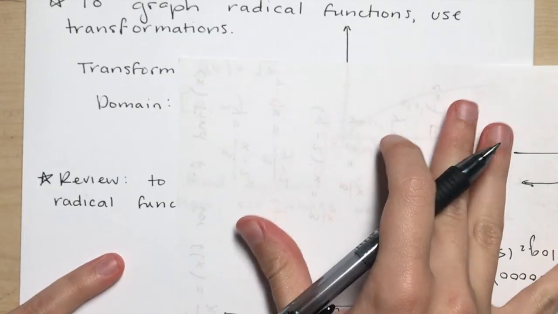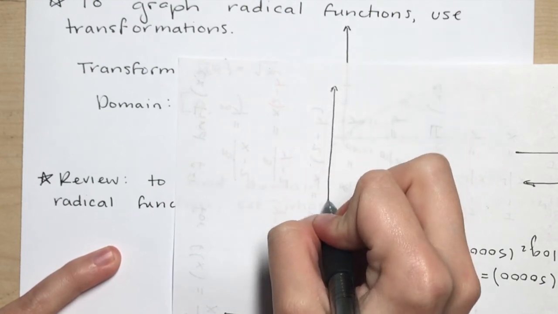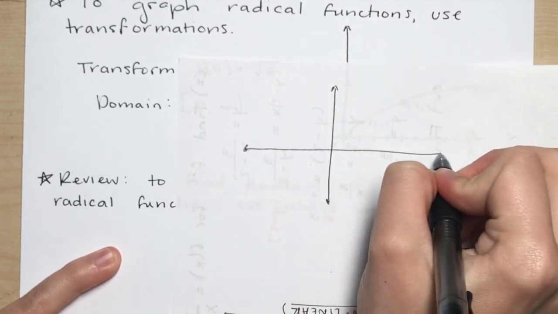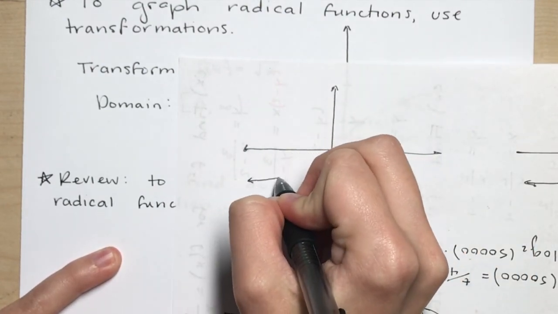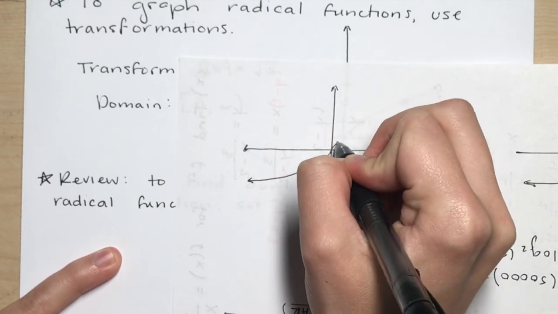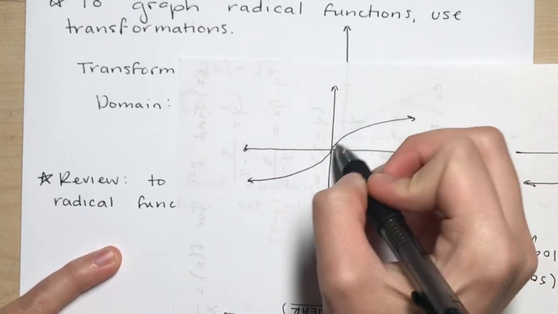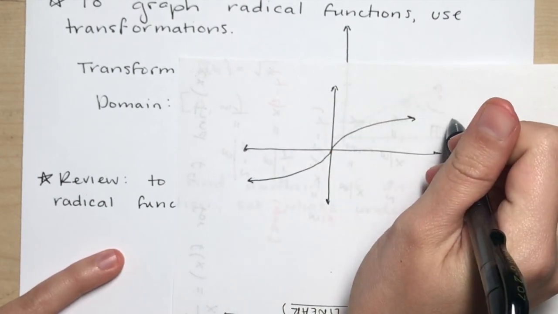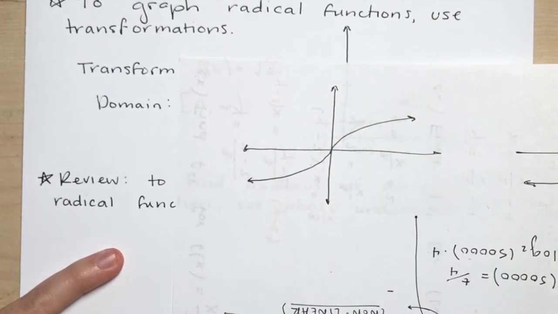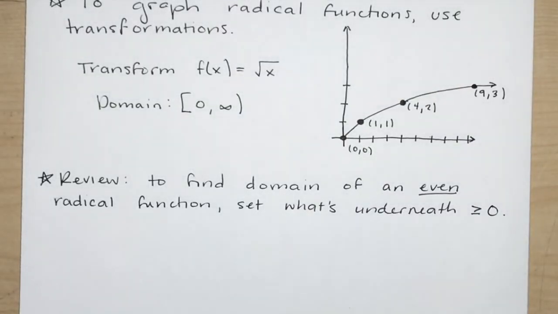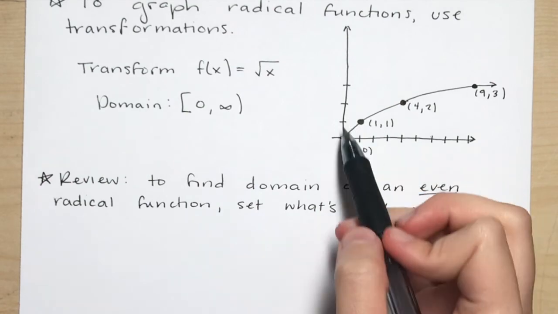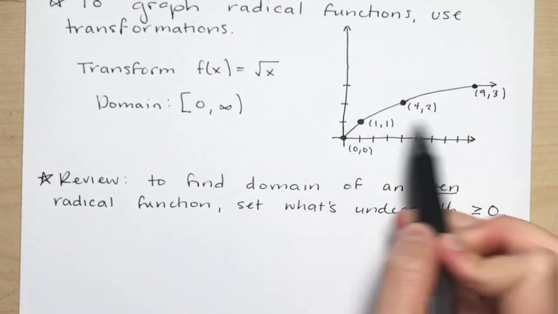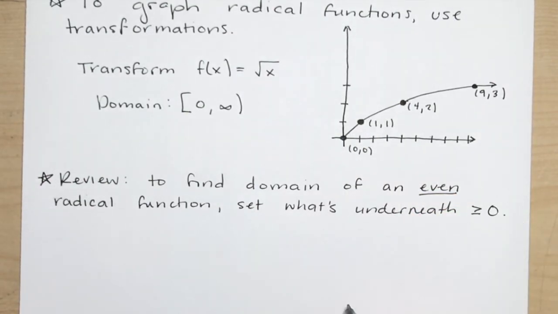Remember that function x cubed has this sort of shape to it, right? So it doesn't stop or start anywhere. It continues from negative infinity all the way to positive infinity. So there's no domain issues with odd radical functions. But with even radical functions, we don't have negatives, right? So we have to be greater than or equal to 0.